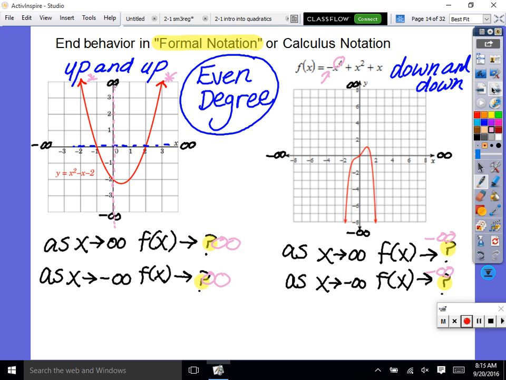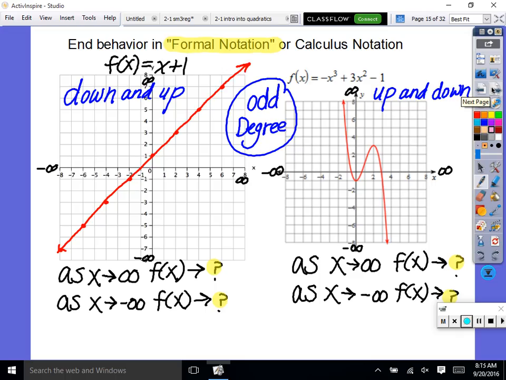Okay, let's do some odd degrees. So let's look right here. This is an example of down and up. So everybody, as x approaches positive infinity, where's f of x growing to? Where's your function growing to? Positive infinity.